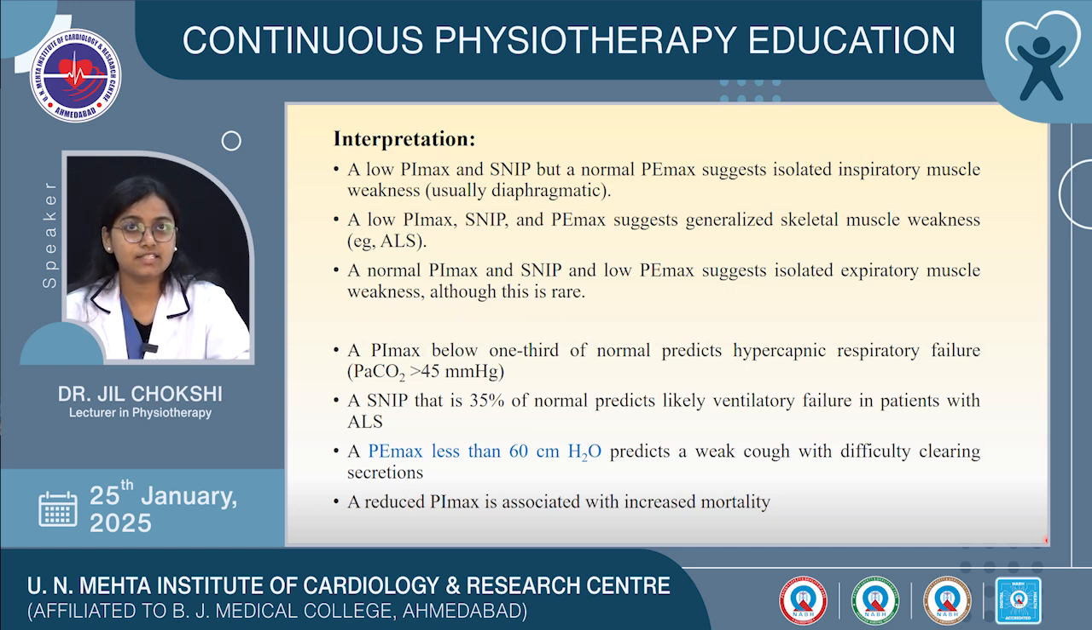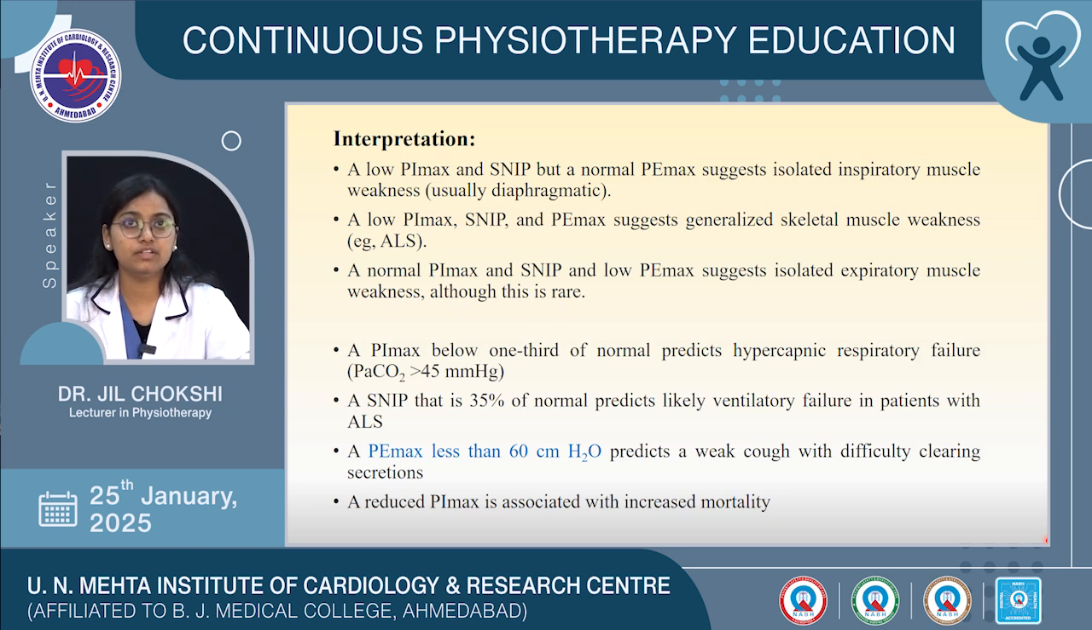Low PI max and SNP but normal PE max suggests isolated inspiratory muscle weakness, usually diaphragmatic. A low PI max, SNP and PE max suggests that there is generalized skeletal muscle weakness, for example, ALS, amyotrophic lateral sclerosis. Normal PI max and SNP but low PE max suggests isolated expiratory muscle weakness, although this is rare.